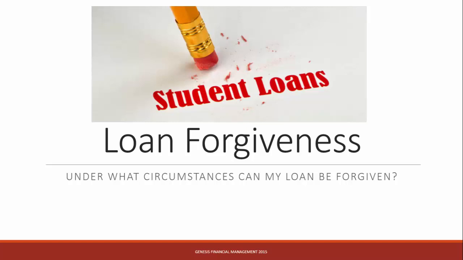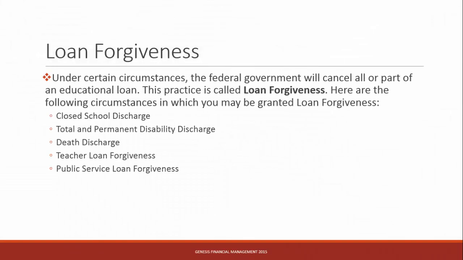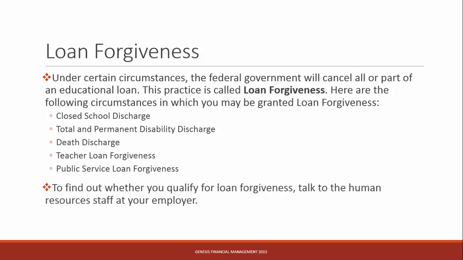Student loan forgiveness. Under what circumstances can my loan be forgiven? Under certain circumstances, the federal government will cancel all or part of an educational loan. This process is called loan forgiveness or discharge. Here are the following circumstances in which you may be granted loan forgiveness or discharge: closed school discharge, total and permanent disability discharge, death discharge, teacher loan forgiveness, and public service loan forgiveness. To find out whether you qualify for loan forgiveness, talk to the human resource staff at your employer.